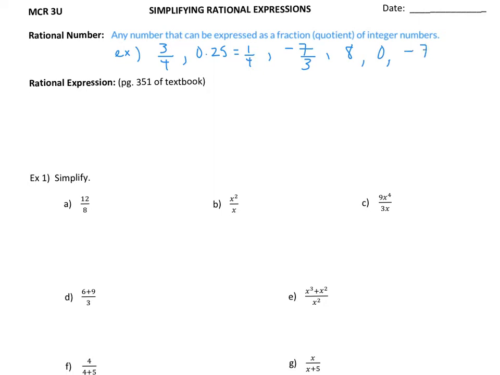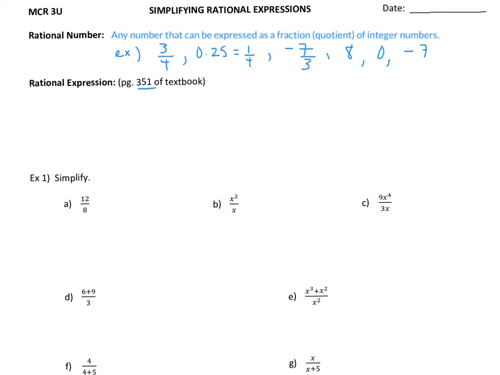Now on page 351 of your textbook, there are two lists. One has expressions that are rational, and the second list has expressions that are not rational. So if you take a look through those, you can kind of compare them. And what a rational expression is, it's a sum, difference, product, quotient of polynomials. And all variables must have exponents that are whole numbers. You can't have any square roots because that's really an exponent of 1/2. And your denominator can't be equal to 0.